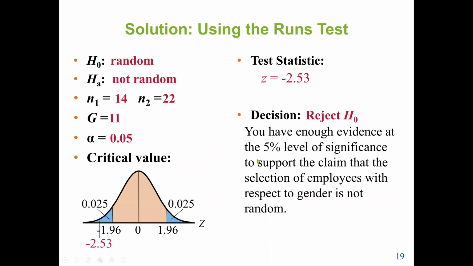So we interpret our answer saying that you have enough evidence at the 5% level of significance to support the claim that the selection of employees with respect to gender is not random. So again, this will be the conclusion for our lectures. And in these lectures, again, we learn how to use the run test to determine whether a data set is random.